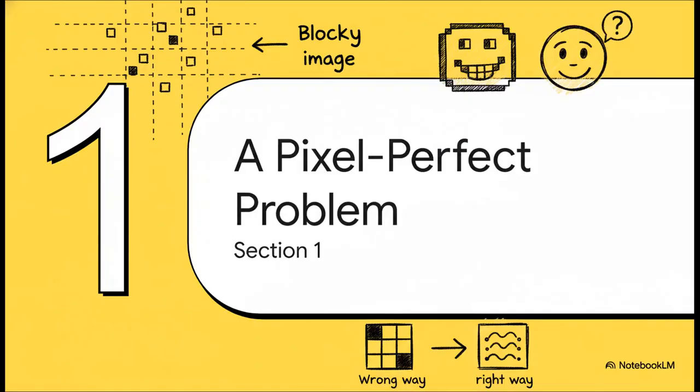All right, let's dive into section 1, a pixel-perfect problem. We're going to take a closer look at what's going on here. See, that blocky image, it comes from an idea that's logical, but it's totally flawed. To figure out the right way to do things, we've got to start by understanding the wrong way.